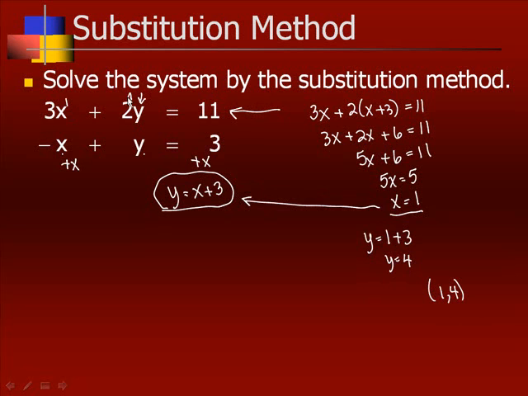Let's check it. If x is 1, y is 4, 3 times 1 is 3, 2 times 4 is 8, 3 plus 8 is 11. For the second one, if x is 1, y is 4, we get negative 1 plus 4, which is 3. So that one checks also. So the solution to the system is x is 1, y is 4.